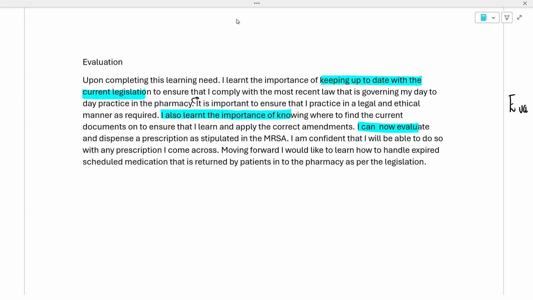Let me just change the color. And dispense a prescription as stipulated in the Medicines and Related Substance Control Act. I'm confident that I will be able to do this with any prescription I come across. Okay, so let's see. Moving forward, I would like to learn how to handle expired medicine that is returned by a patient to the pharmacy as per regulations. Okay.